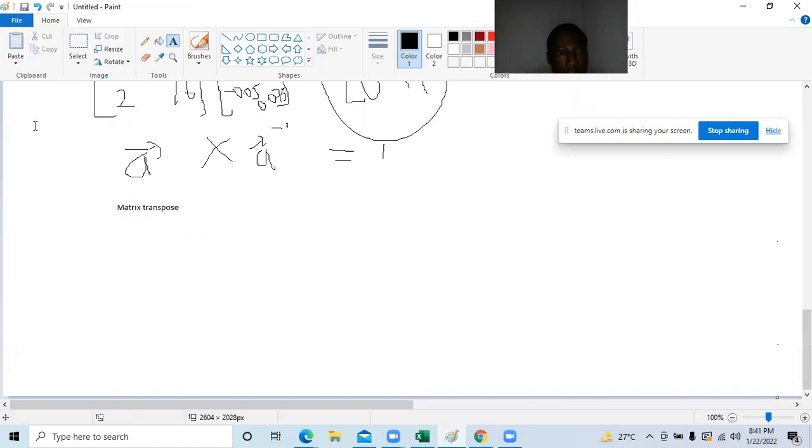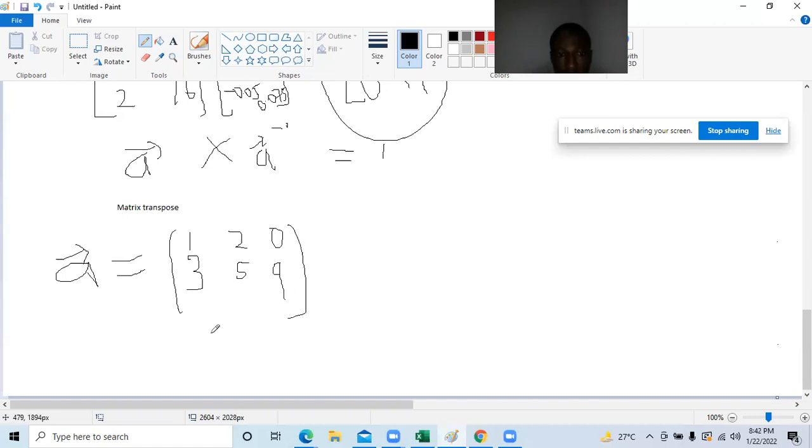So matrix transpose is like just saying, if we have a matrix A equal to 1, 3, 2, 5, 0, 9, right? This is a 2 by 3 matrix.